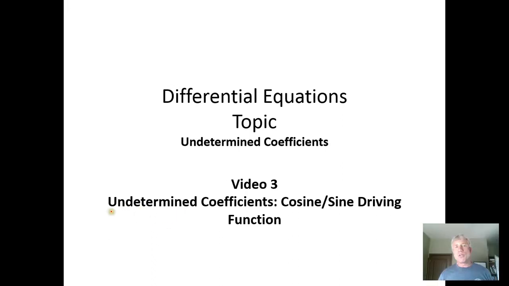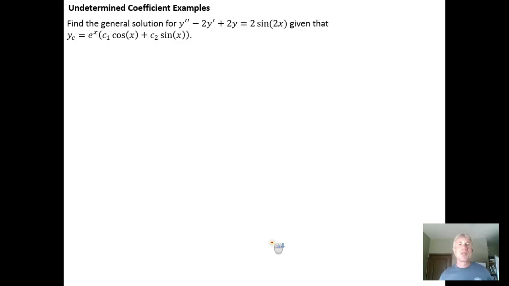So in this video we're going to use the method of undetermined coefficients when our driving function is a cosine or sine. So we have a second order non-homogeneous, because it's not equal to 0, linear differential equation with constant coefficients.